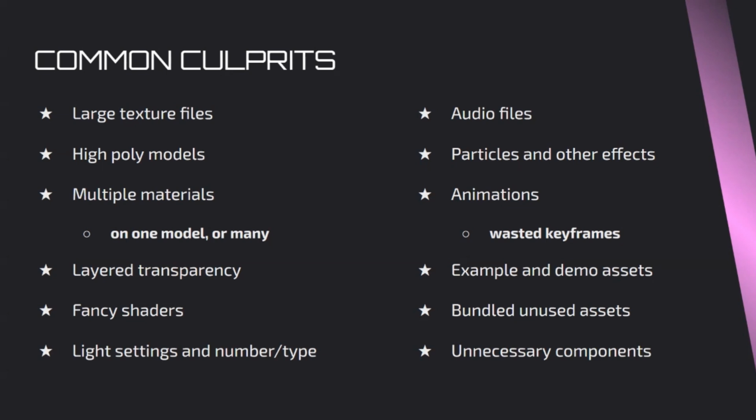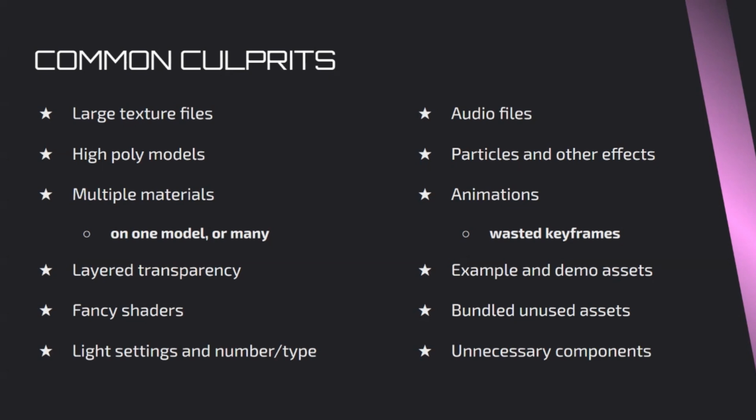Example and demo assets are big culprits. Almost every 3D asset pack that you get, or even SDKs, will come in with a bunch of example content. It's really helpful when you're just getting started to go into those scenes and learn what the tool or the asset does and what it can do. But leaving them in your project can wind up bloating your build and making it too big to run, unnecessarily, because you're not using those things. So get rid of those.